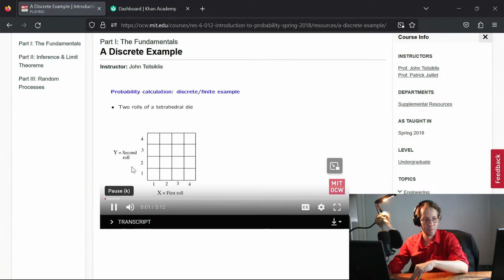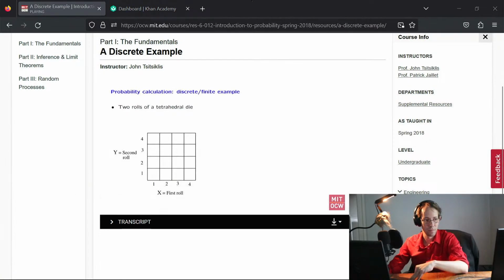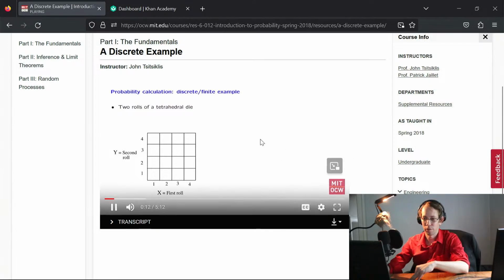Let us now move from the abstract to the concrete. Recall the example that we discussed earlier, where we had rolls of a tetrahedral die, there were 16 possible outcomes.